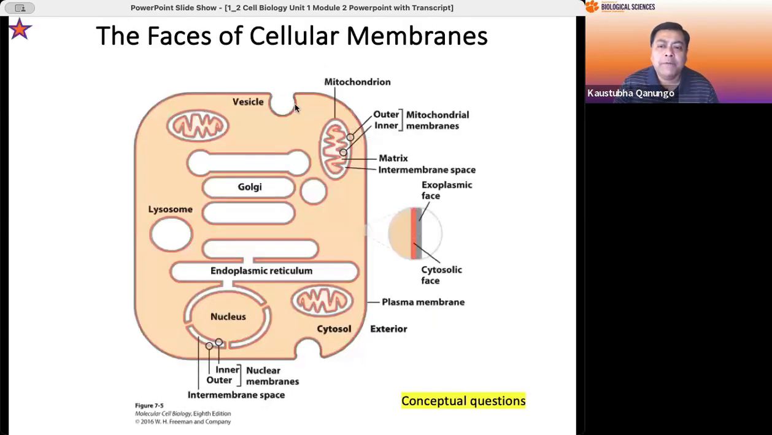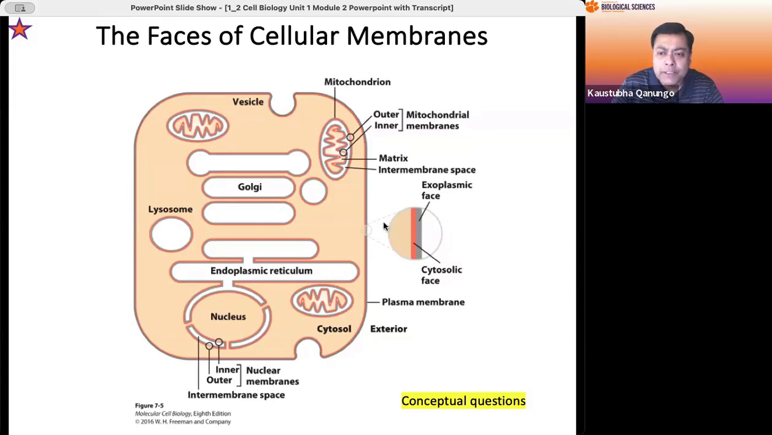All right. So after that, we are looking at the faces of the cellular membrane. This is one of the things that people sometimes get a little confused about: what is the exoplasmic face and what is the cytoplasmic face? First, when we are looking at a cell and a couple of organelles, the organelles are of two different types. One of them is single membrane bound, and some of them, like the nucleus and mitochondria, are double membrane bound. Let's see how they are different.